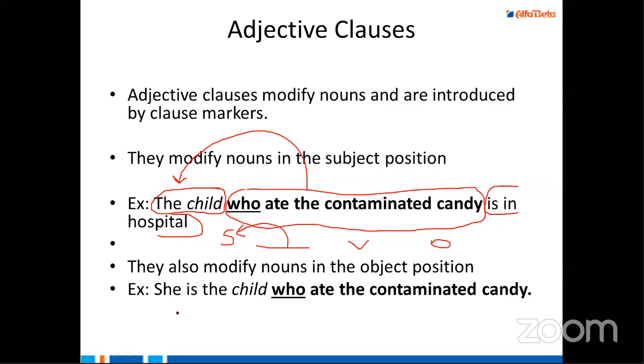Now look at the second example, guys. She's the child who ate the contaminated candy. What you are seeing here is S, V, O, and then an adjective clause. The independent clause is she is the child. Now this adjective clause is basically describing the object. Which child? The one who ate the contaminated candy. So these are the two locations of the adjective clause.